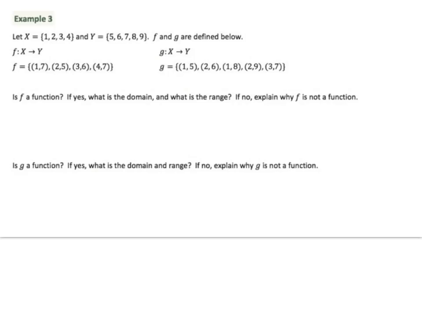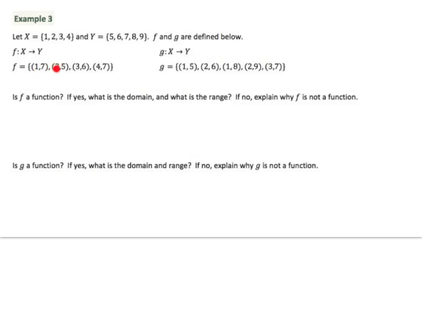All right, let's try example 3. Let the set X equal the elements 1, 2, 3, 4, and the set Y equal the elements 5, 6, 7, 8, 9. Your functions f and g are defined below. F such that x goes to y. So I've got my x's and my y's, if that makes sense.